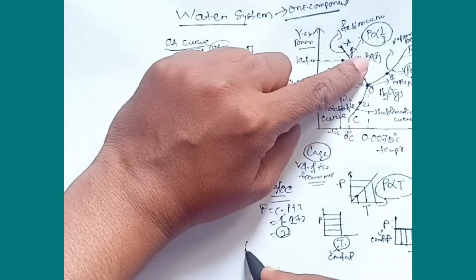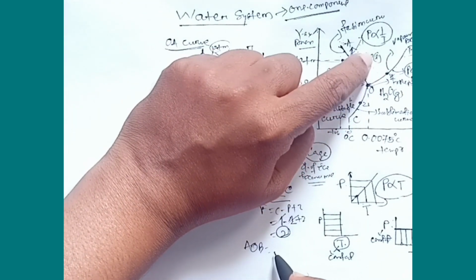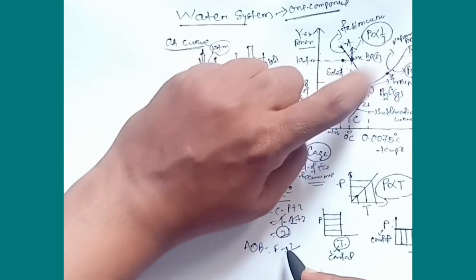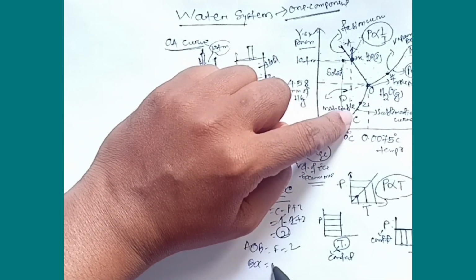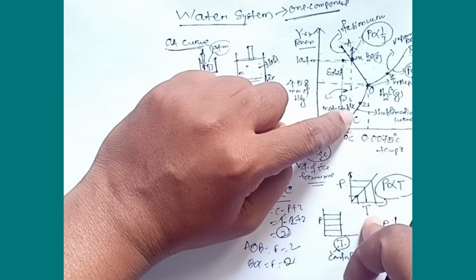Similarly, in the area AOB, the degree of freedom will be 2. Similarly, for BOC, the degree of freedom is equal to 2. Degree of freedom is equal to 2.